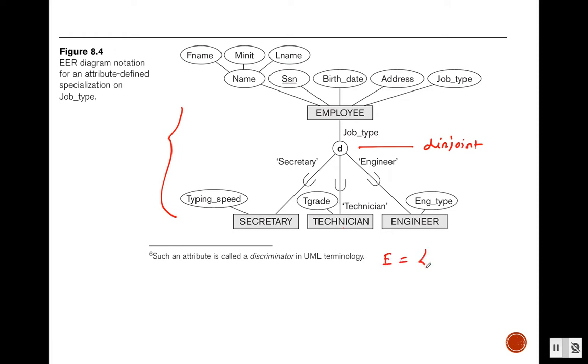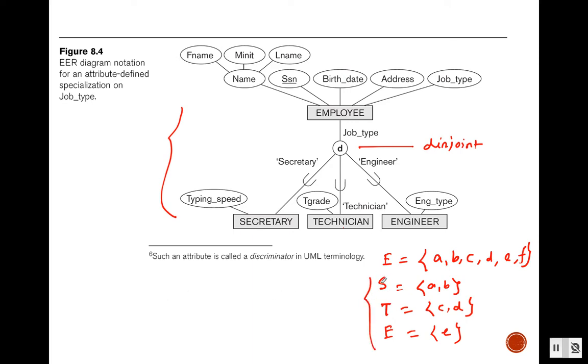Let's say E is the set of all employees: A, B, C, D, E, F. Now secretary has A and B, technician will have C and D, and for engineer I have only E. Disjoint means that if I calculate the intersection between any of the subclasses, it will be an empty set. I'm sorry, this should be engineer. And here I have employee.